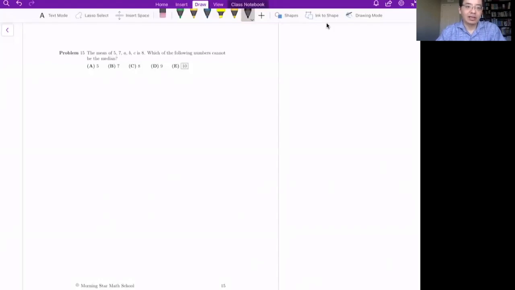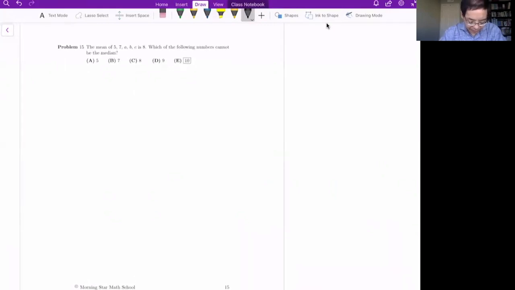All right, now let's look at problem number 15. Problem number 15 says, here we have 5 numbers: 5, 7, A, B, C, and their mean is 8. Then we want to look at what the possible values of the median are. In particular, which of the following is impossible.